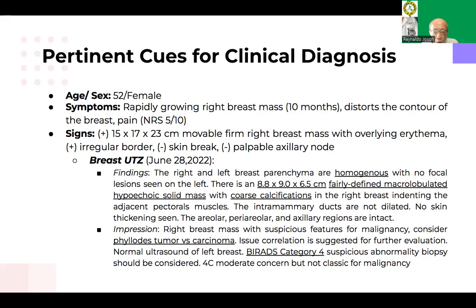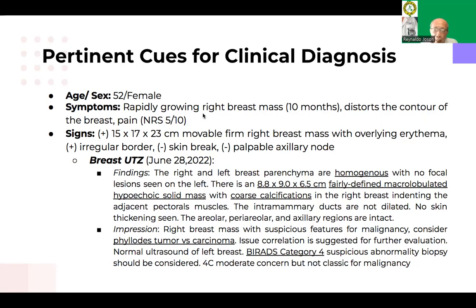Moderate concern. Okay. So you can see may subjectivity doon. Diba? May suspicious, may suggestive, may highly suspicious, may moderately suspicious. Maraming gut feel din dyan sa mga radiologists. So as a clinician, you have to know this and then go back to your patient, and then palpate it again, and then make a decision.